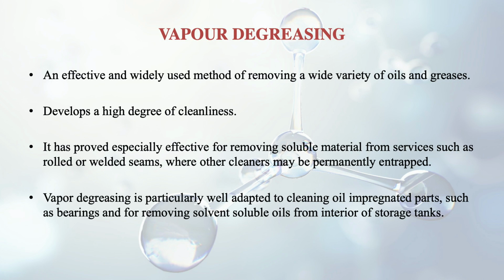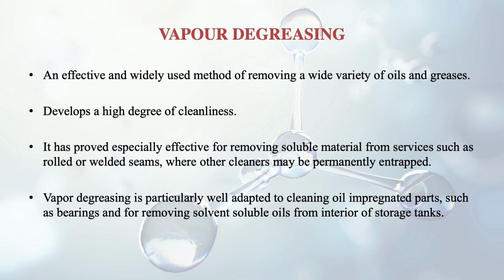So in case we are using other methods, cleaners may get entrapped in certain parts. In that case, we use vapor degreasing instead. Vapor degreasing is particularly well adapted to cleaning oil impregnated parts, such as bearings, or for removing solvent soluble oils from the interior of storage tanks. So wherever the reach is not good, we can go for this type of process, vapor degreasing.